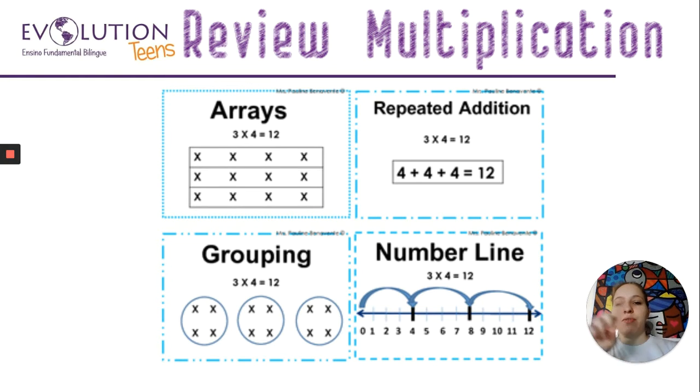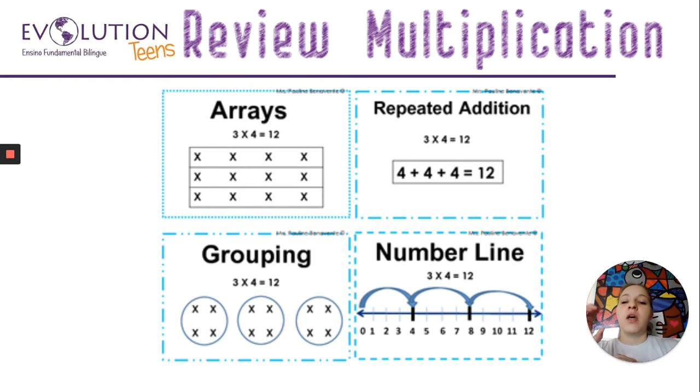And multiplication. You have the arrays, so you have 4 columns and we need 3 lines. So you draw 4 columns and then you go again, 4 columns and 4 columns, and you have the result, okay? Repeated addition. So you repeat the number 3 times. So I need to know 3 times 4. So I repeat the number 4 three times. 4 plus 4 plus 4 equals 12.